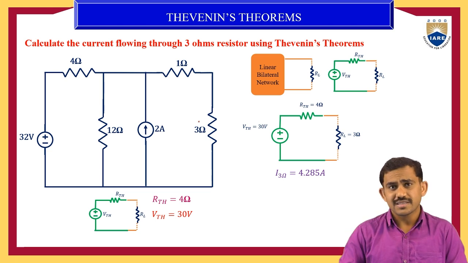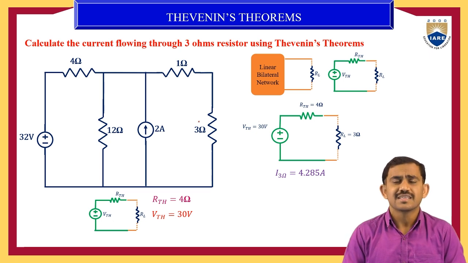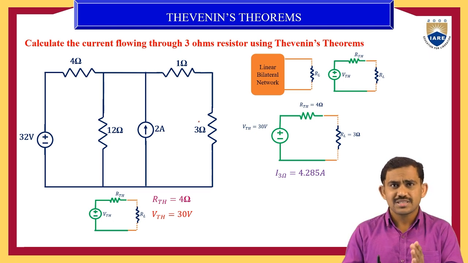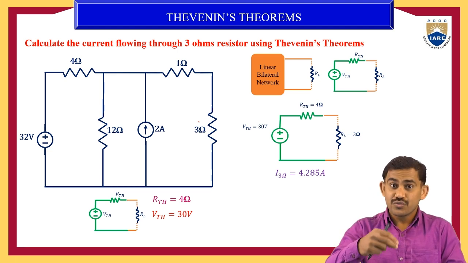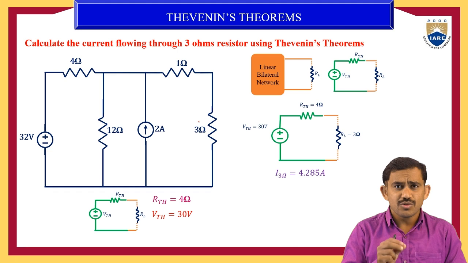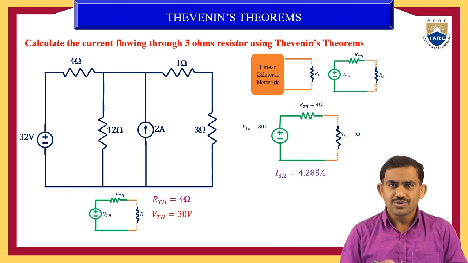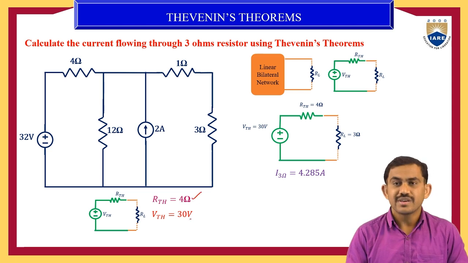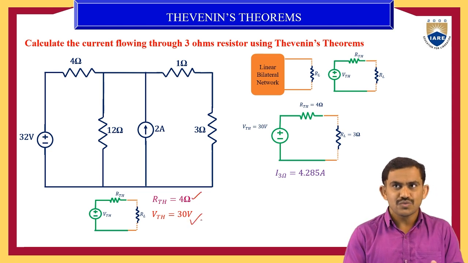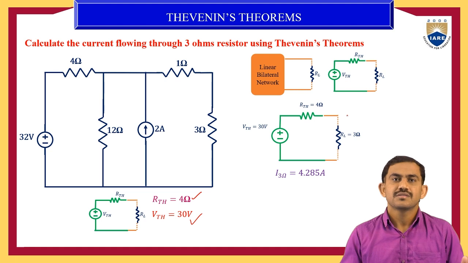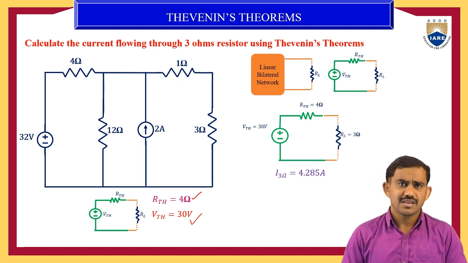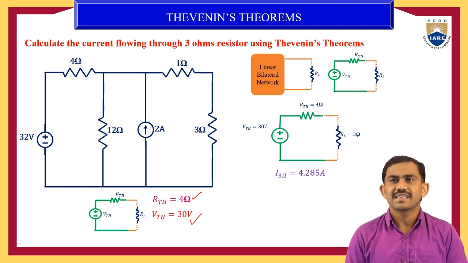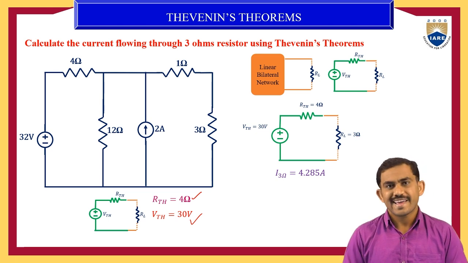Then for VTH or VOC, the open circuit voltage, when we have the load resistance, just remove the load resistance. Across the load resistance, we need to find the open circuit voltage. That open circuit voltage is nothing but your Thevenin's voltage. So using these rules and steps, we find the RTH value as well as VTH value. Substitute those values into your single circuit and we'll get the answer. Where you have the load resistor, there we find the current. The 3 ohms current is 4.285 amps.